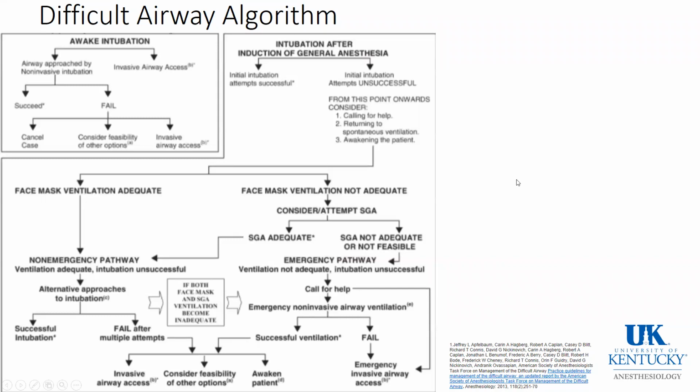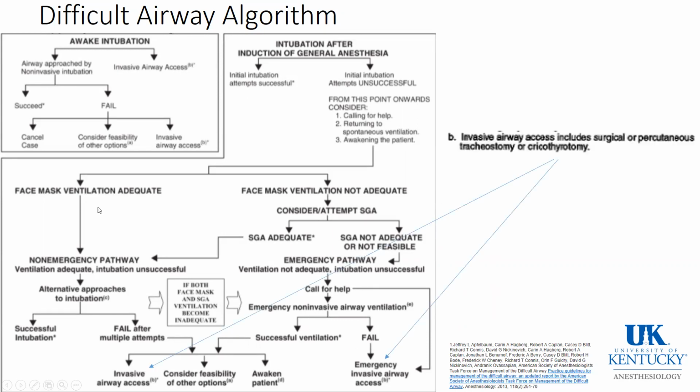So to begin, why are we even talking about this? Hopefully you have seen at some point the difficult airway algorithm from the ASA. There are lots of algorithms like this, but you can look at it and study it at some point if you haven't. One of the important points here is that when you get to the point of nothing else is working, you're going to go towards the invasive airway access option, or emergency invasive airway access here. So you can see what that includes. Surgical or percutaneous tracheostomy or cricothyrotomy.